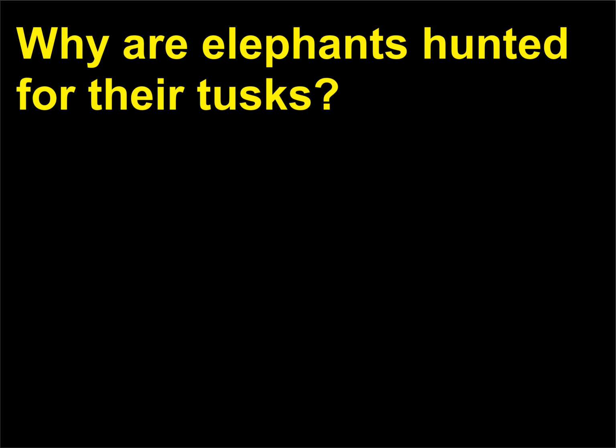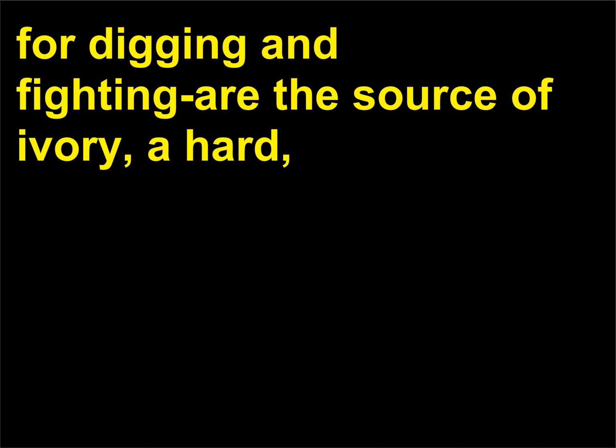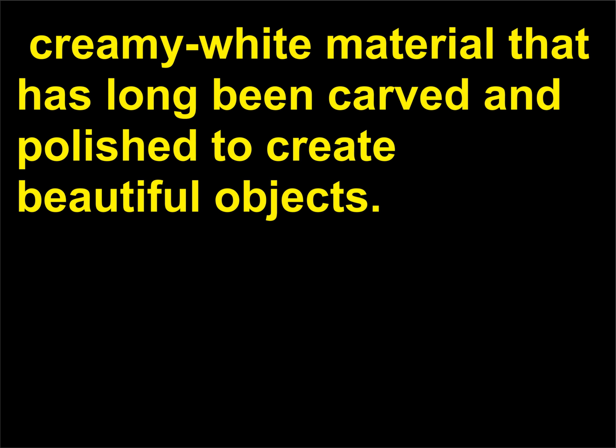Why are elephants hunted for their tusks? Elephants' tusks, the huge, elongated pair of upper teeth that they use for digging and fighting, are the source of ivory, a hard, creamy white material that has long been carved and polished to create beautiful objects.